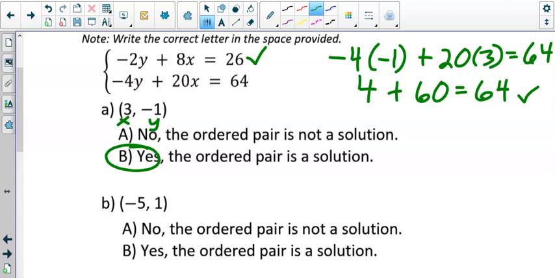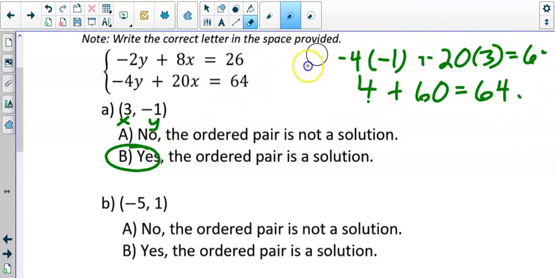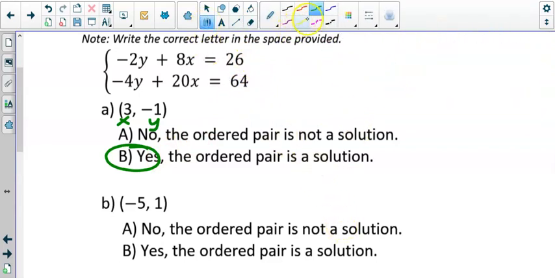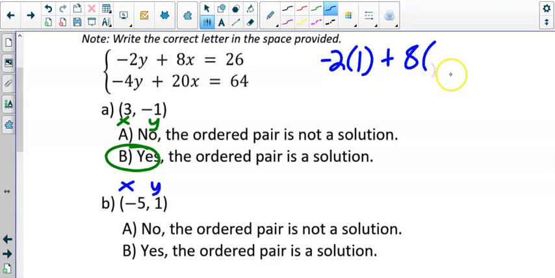Just going to take our point and we're going to plug in the X's and the Y's where they go. So who is X this time? -5. Yay. And the Y value must be then 1. So let's plug in. So we got -2 times our Y value of 1 plus 8 times -5 equal to 26. So -2 times 1? Yuppers. Plus, what's 8 times a -5?